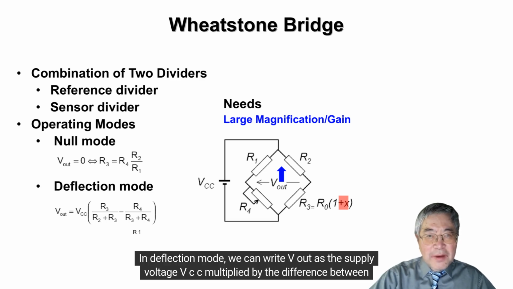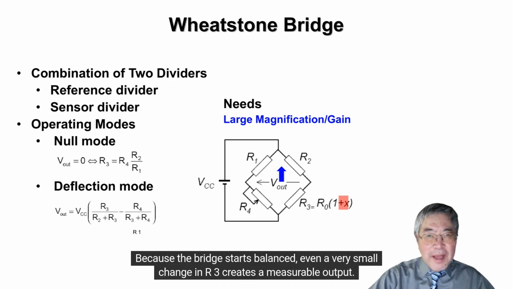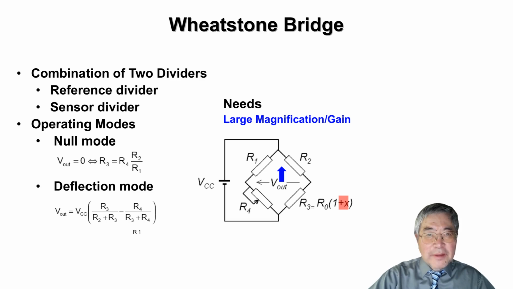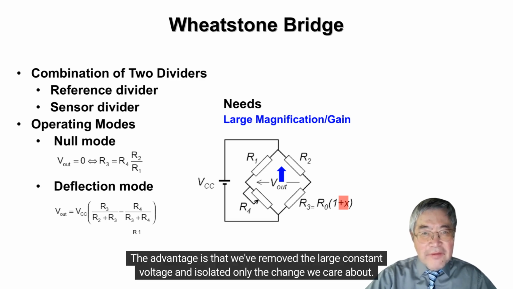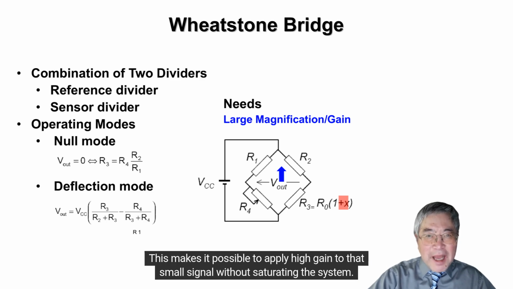In deflection mode, we can write Vout as the supply voltage VCC multiplied by the difference between the left divider ratio and the right divider ratio. Because the bridge starts balanced, even a very small change in R3 creates a measurable output. The advantage is that we've removed the large constant voltage and isolated only the change we care about. This makes it possible to apply high gain to that small signal without saturating the system.